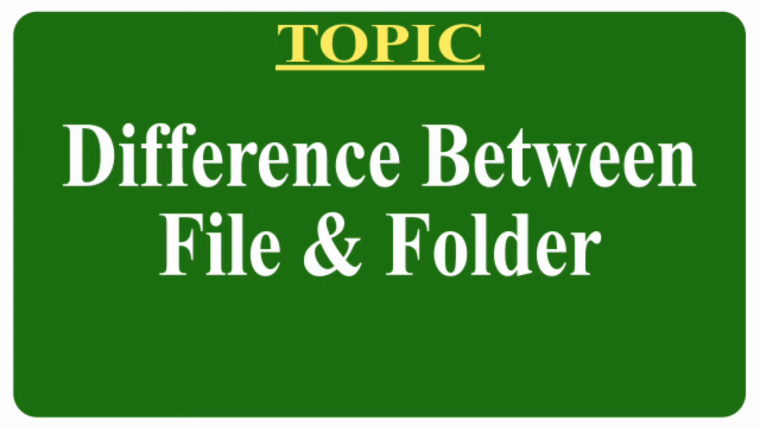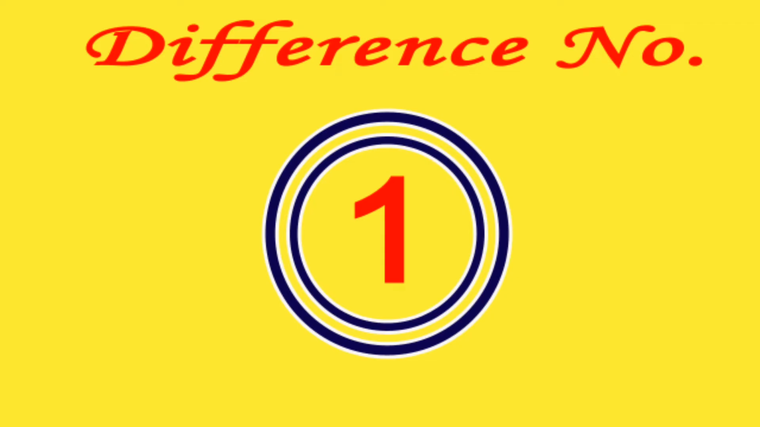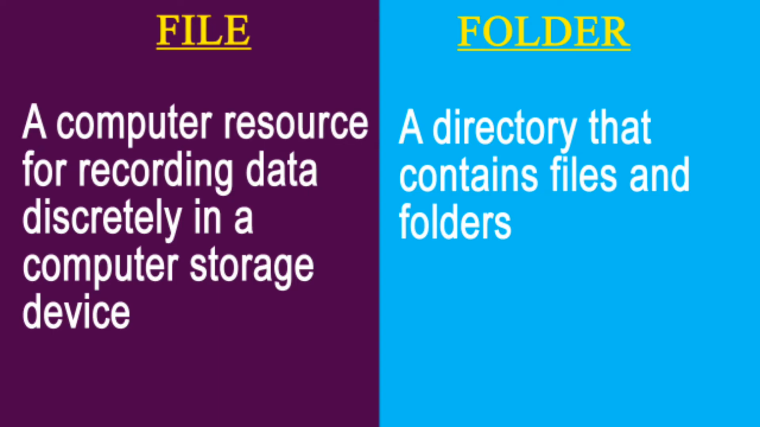Today we are going to discuss the major differences between file and folder. File: a computer resource for recording data discretely in a computer storage device. Folder: a directory or a folder that contains files and folders.